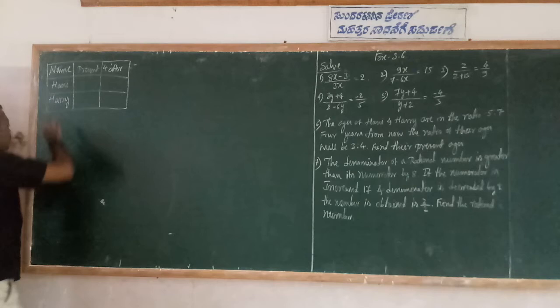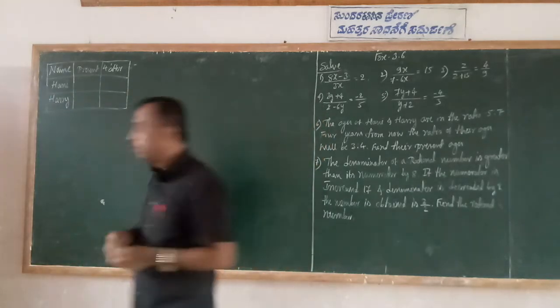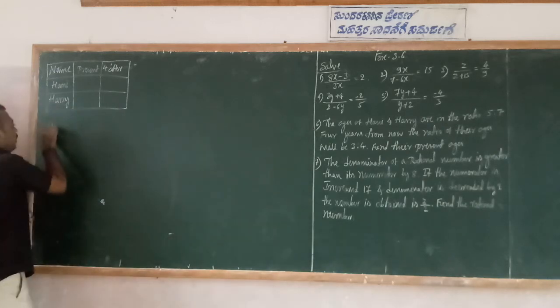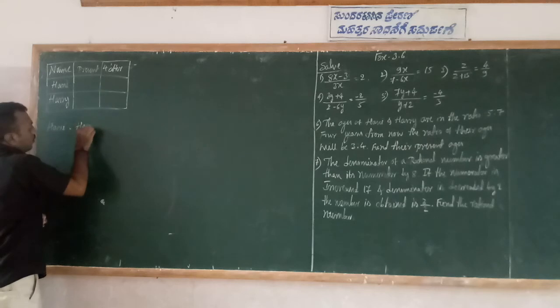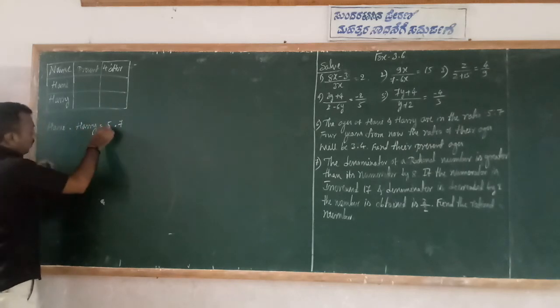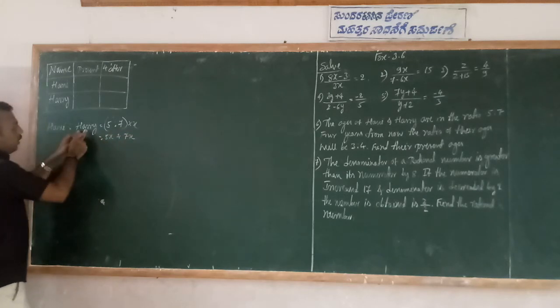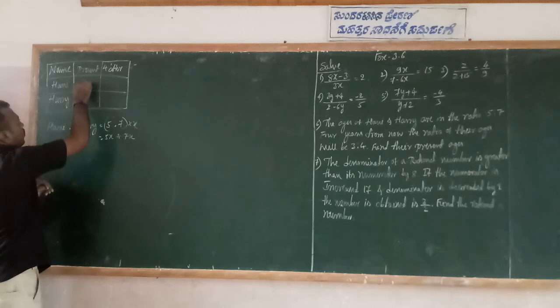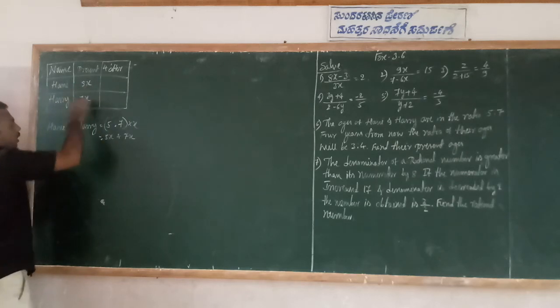Okay. See, the present ages are given in the ratio. What is the ratio? Present ages ratio 5:7. That means Hari is to Harry 5:7, so with this we have to multiply by x. It becomes 5x and 7x. So Hari's age is 5x and Harry's age is 7x.